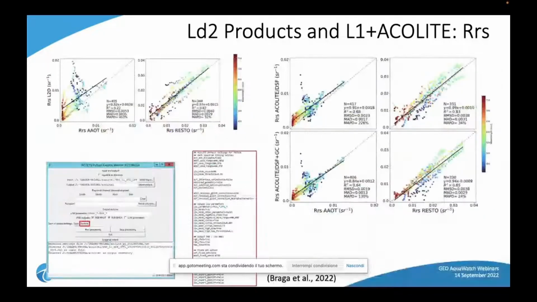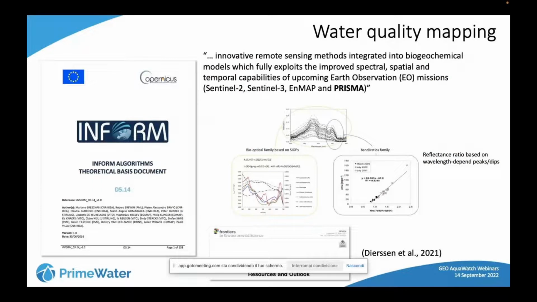And the basic conclusion of this work is that at the end, level 1 products corrected with ACOLITE definitely performed better than the standard level 2D products from the agency, especially in clear waters. This was less evident in turbid waters, even if there was an improvement. As said, this data then can be used, of course, for very nice applications.